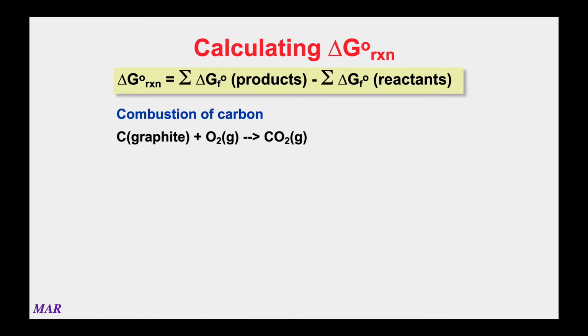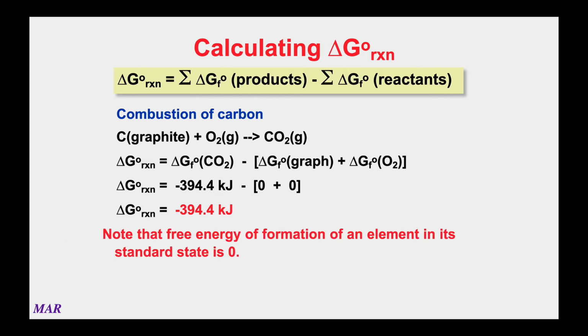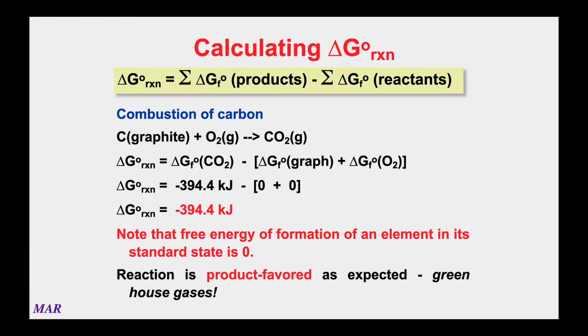Let's figure out the delta G of some other reactions. Let's combust carbon into carbon dioxide, so graphite plus oxygen making CO2. Products minus reactants, graphite and oxygen are both 0, like we talked about, negative 394.4 kilojoules. This says that forming CO2 is spontaneous. It's a negative delta G value. Carbon dioxide should form easily, and it absolutely does.